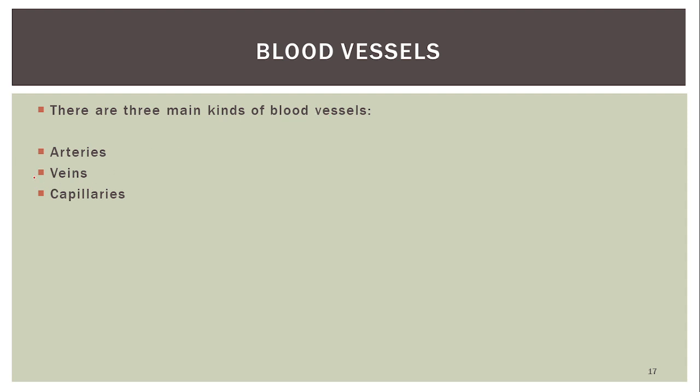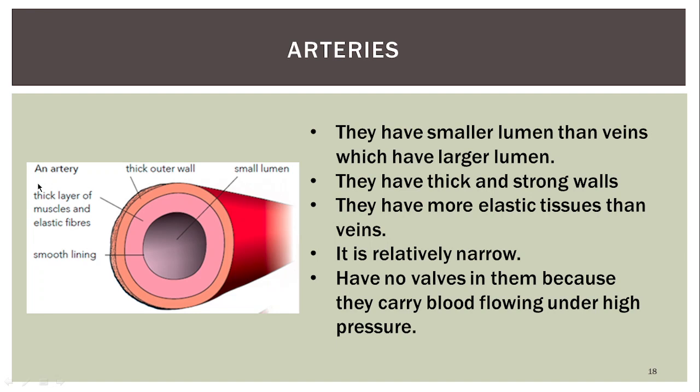Blood vessels, you have three main types of blood vessels: arteries, veins, and capillaries. Arteries have a smaller lumen than veins, which have a larger lumen. Lumen refers to this part. They have thick and strong walls, more elastic tissue than veins, relatively narrow, no valves because blood flows under high pressure.